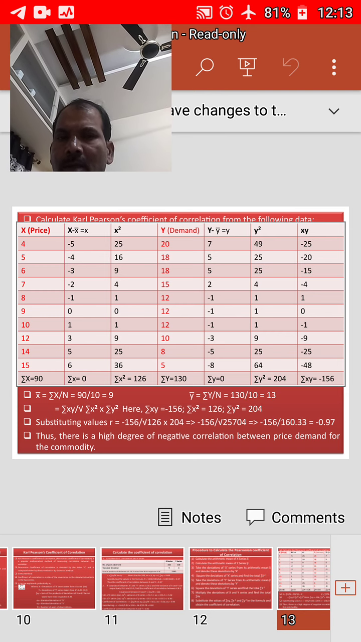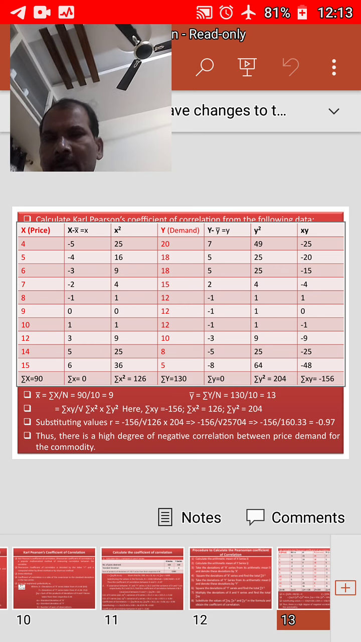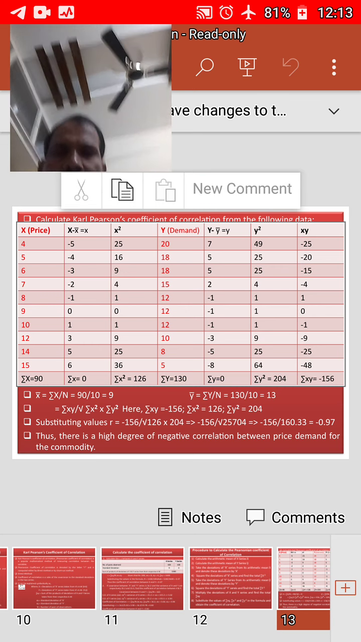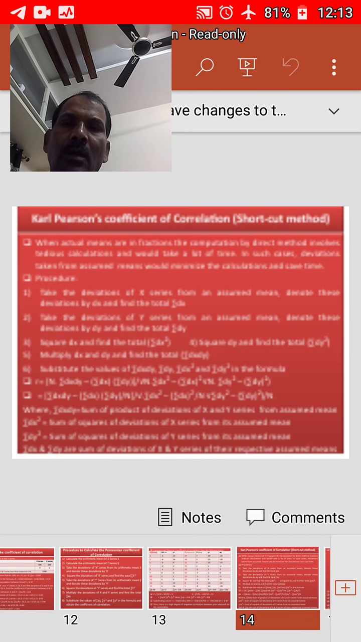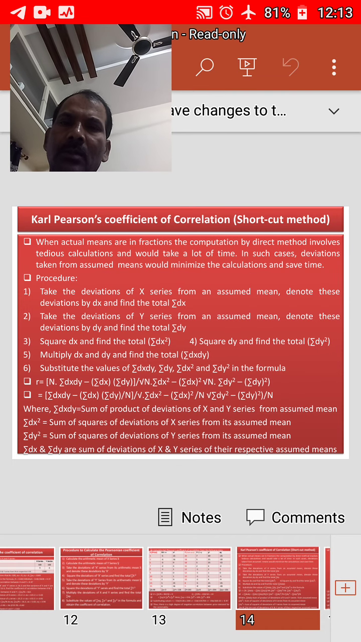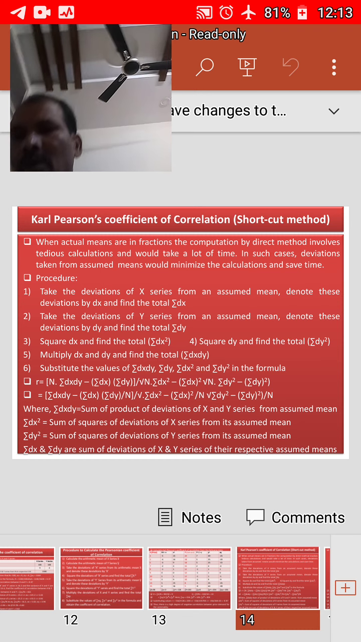Okay, which we will conclude from the solution, right? Next we will have the shortcut method to calculate the Pearson's coefficient of correlation.